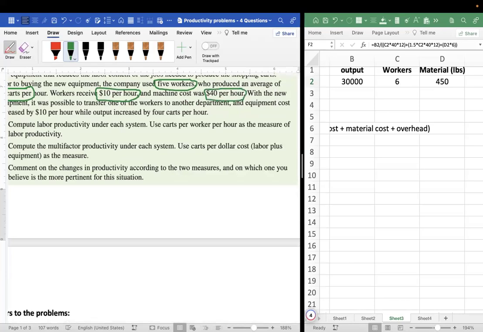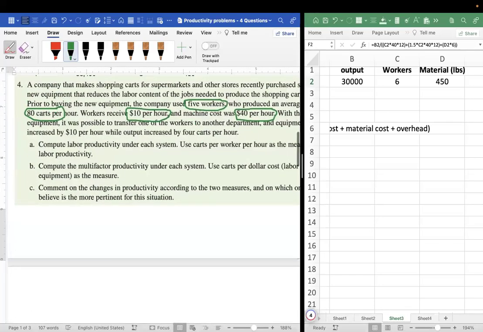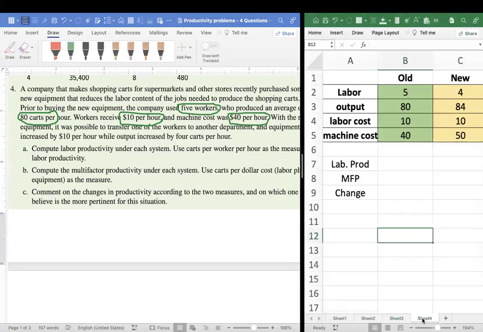Okay, so we have all the inputs and output again. Output here is 80 carts, and one input is 5 workers. No, sorry, the $40 is machine cost. So 5 workers will be multiplied by 10, and then to this we will add $40 per hour. That's machine cost. So if I enter this data here, they have 5 labor, output is 80, labor cost is $10 and machine cost is $40.